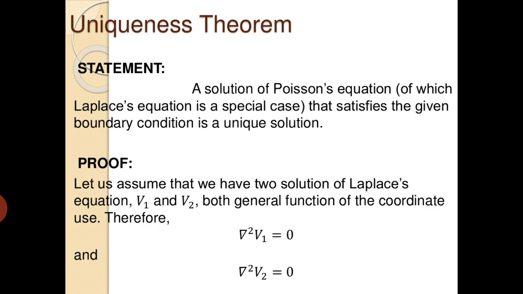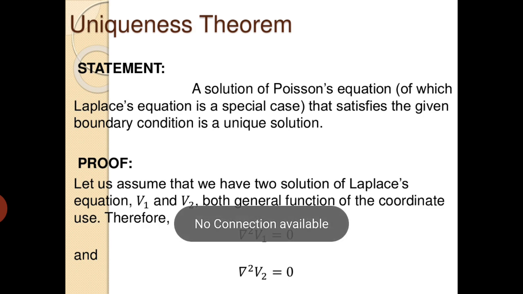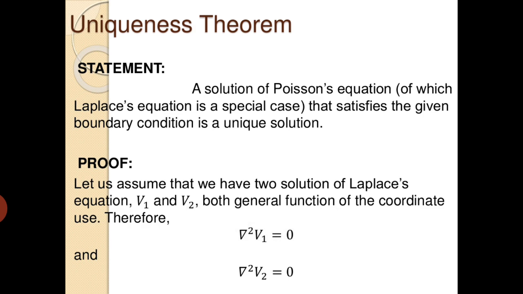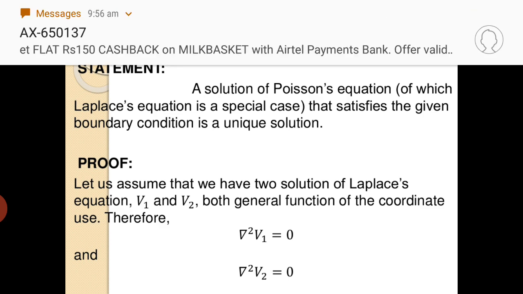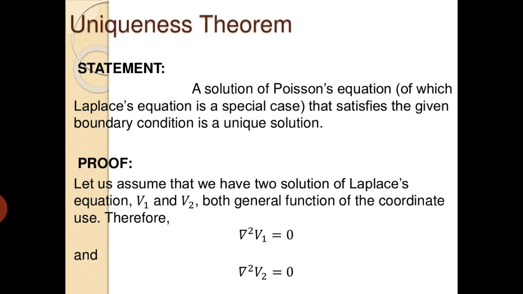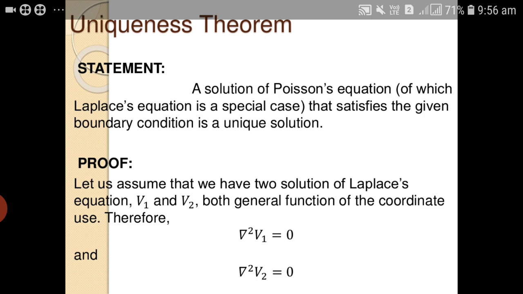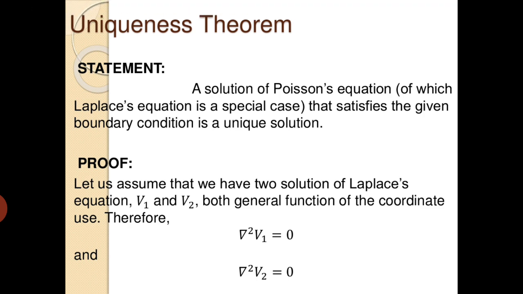So whatever solution we get of Poisson's equation, or it might be a Laplace equation, which is nothing but a special case of Poisson's equation, if that satisfies the given boundary condition, then it is considered as the unique solution. So that is the statement of the uniqueness theorem. Now let us prove this uniqueness theorem, right?